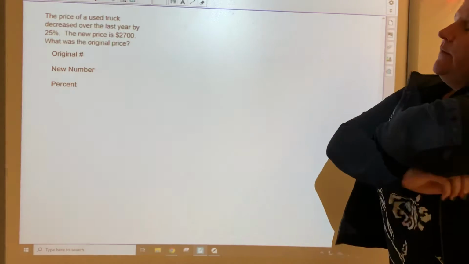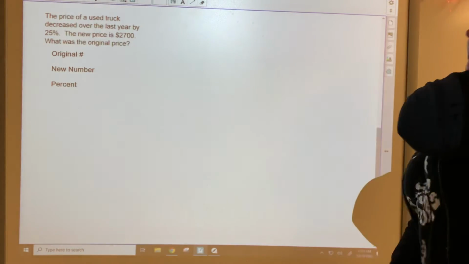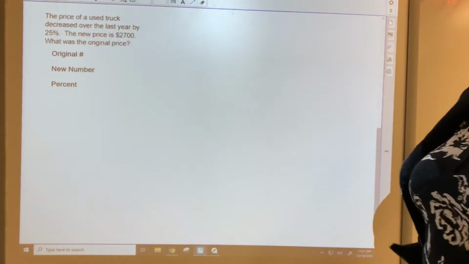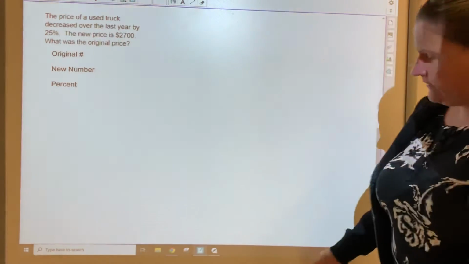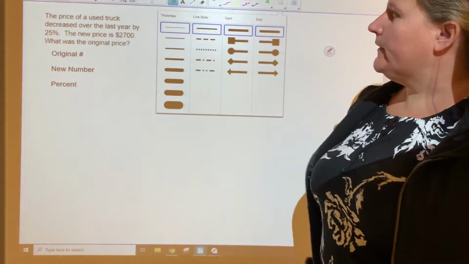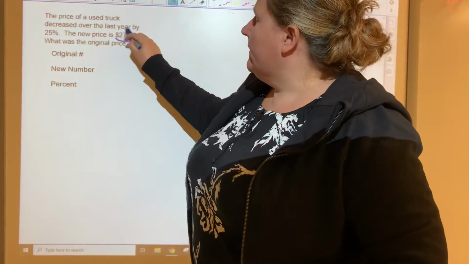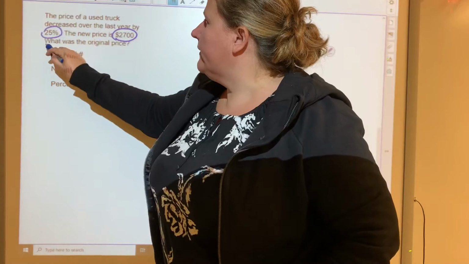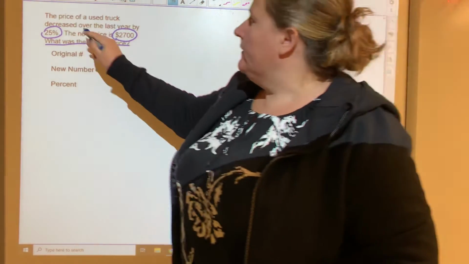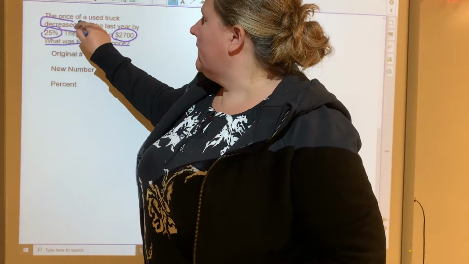Okay. The price of a used truck decreased over the last year by 25%. The new price is $2,700. What was my original price? All right. So I'm going to circle my numbers. I'm trying to figure out the original. That's my question. And the word decrease tells me it's going down.